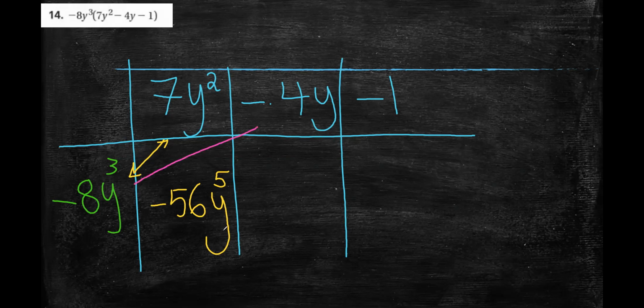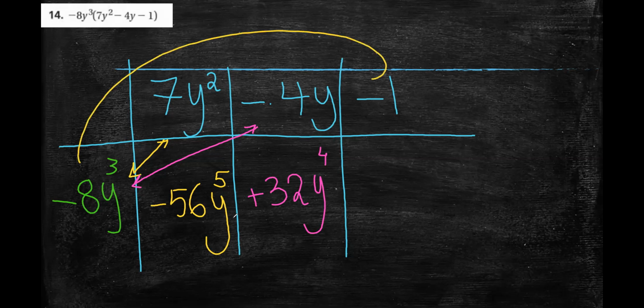Then I will multiply this term with this term. Negative 4 multiplied by negative 8 is positive 32, because negative times negative is positive. Y raised to the power 4. Then I will multiply minus 1 with negative 8y cubed. It will be positive 8y cubed.